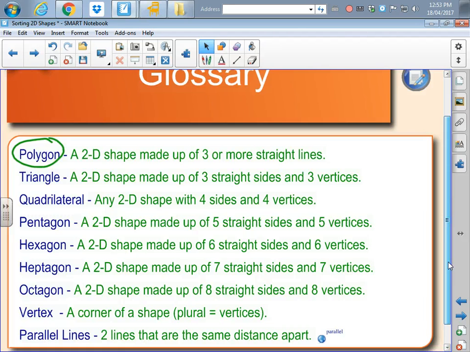Okay. And parallel lines. We know all of these words now. Triangle, quadrilateral, pentagon, hexagon, heptagon, octagon, vertex, parallel lines. I haven't talked about that yet. There's my definition. I want you to read it first. Eyes are here. Parallel lines. I want you to read that, and I want you to think about it. Who can tell me what parallel lines are? What are parallel lines? Taryn, I haven't heard from you.